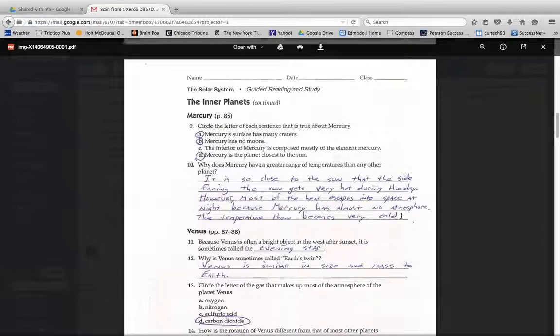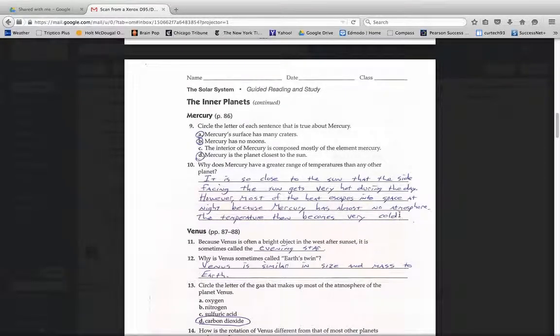So during the day, there's no atmosphere to block out any of the heat, and Mercury is so close to the sun that it gets really, really hot. But then at night, since there's no atmosphere to trap the heat, all that heat escapes back into space, and Mercury gets really, really cold. So it's a planet of extreme temperatures.